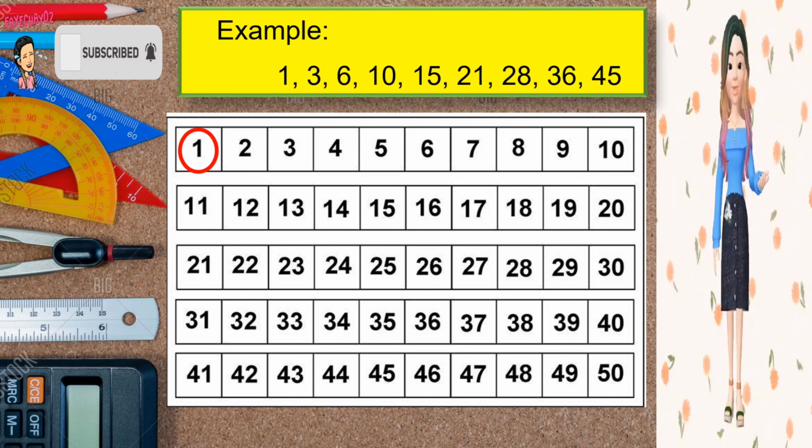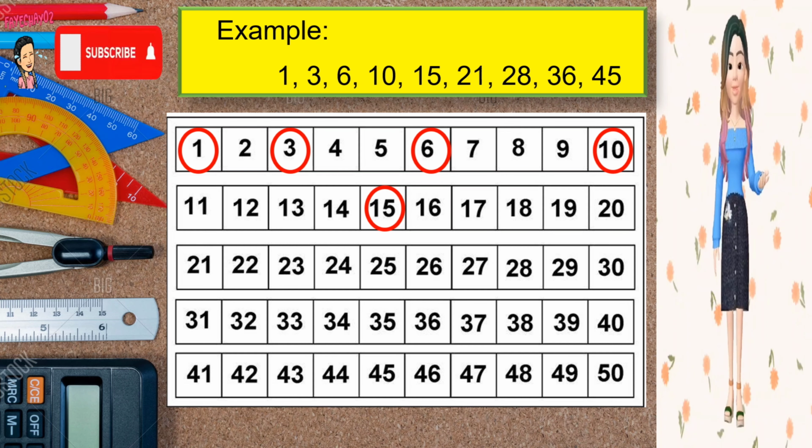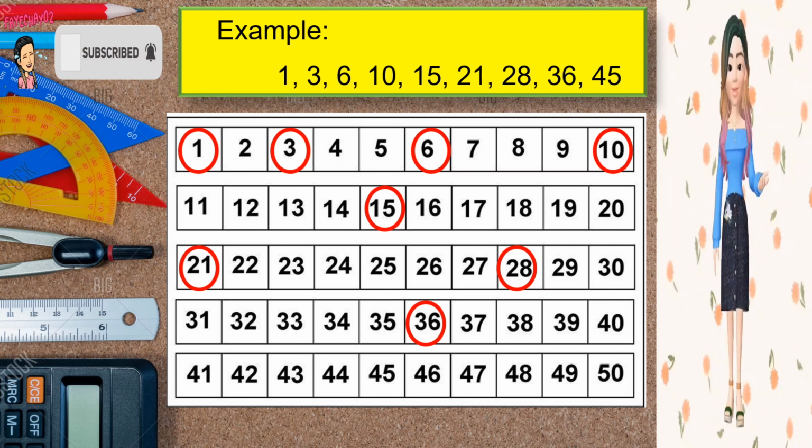Bilugan natin ang 1, 3, 6, 10, 15, 21, 28, 36, at ang huling term ay 45. So, lahat ng bilog ay ang mga terms na bumubuo sa ating number sequence.